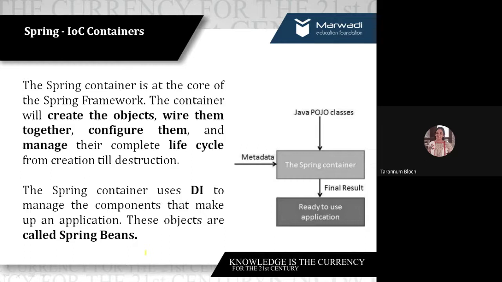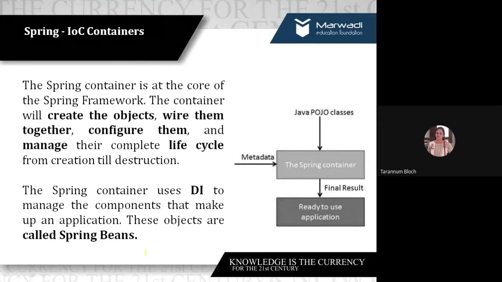So what we have is the container will create objects, wire them together. As I said, result depends on the exam. Registration depends on fee payment. So this is wiring two objects together, connecting them, right? So it wires the objects together, configures them, manages their complete life cycle from creation till destruction. When an object is no more needed, we should destroy that object. Fine. So all this task in Spring is done by the Spring container.